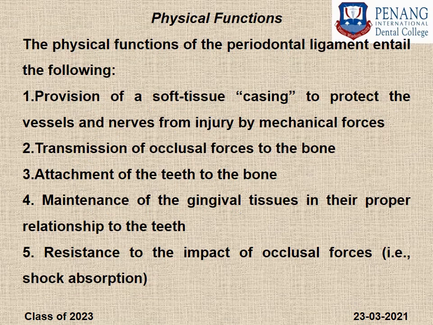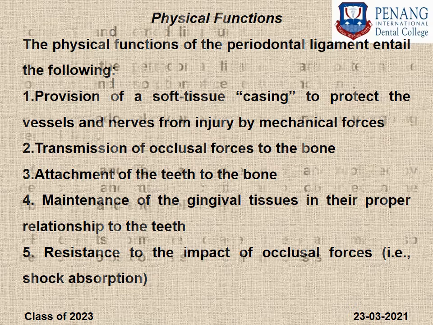So to start with, the physical functions of the periodontal ligament entail the following. This provides a soft tissue casing to protect the vessels and nerves from injury by mechanical forces, transmission of occlusal forces to the bone, attachment of teeth to the bone, maintenance of gingival tissue in proper relationship to the teeth, and resistance to the impact of occlusal forces, otherwise known as shock absorption.